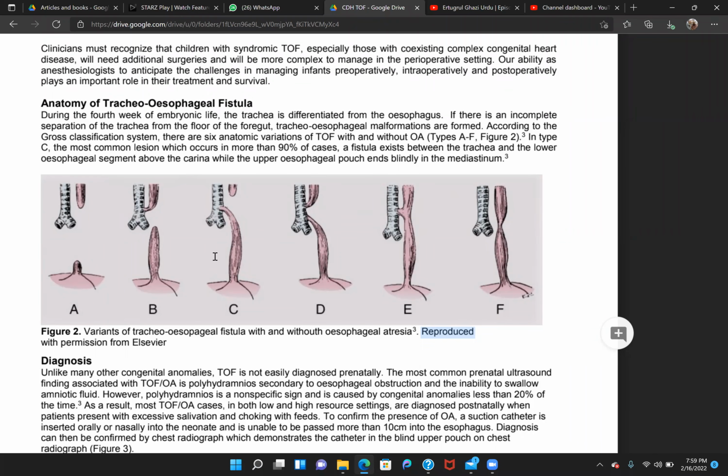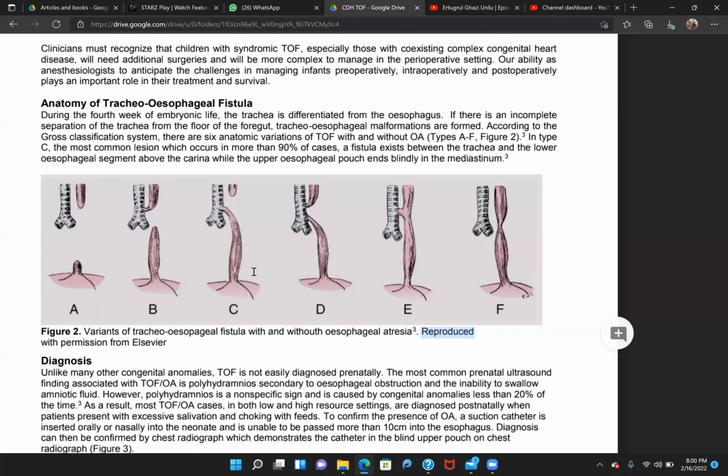Okay, so this is the one which is more common. There can be connection like this. There is upper and lower both, or if there is connection between the trachea and esophagus. So there can be any type, but if someone asks you, you can explain rather than A, B, C, D, E, F, G. You should be telling that the more common is the one with upper esophageal blind pouch and distal tracheoesophageal fistula.